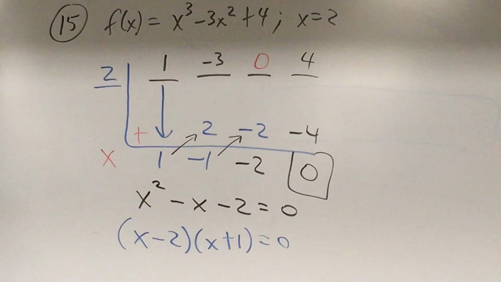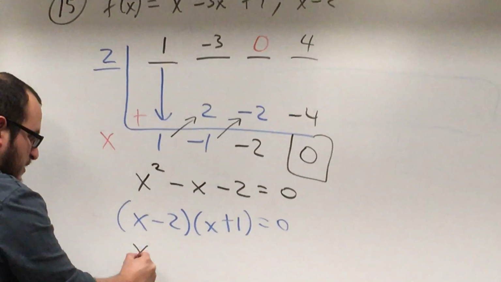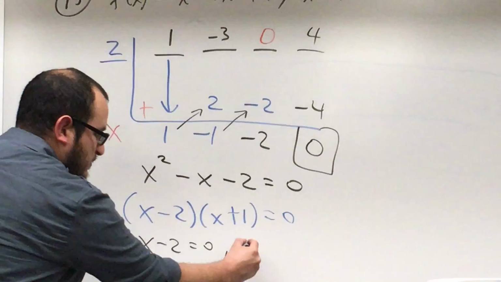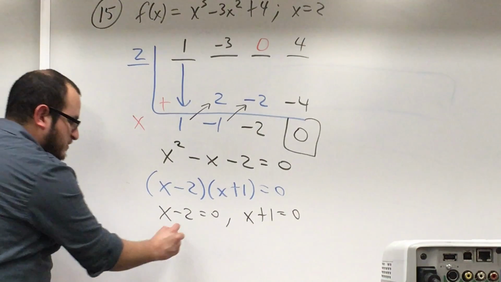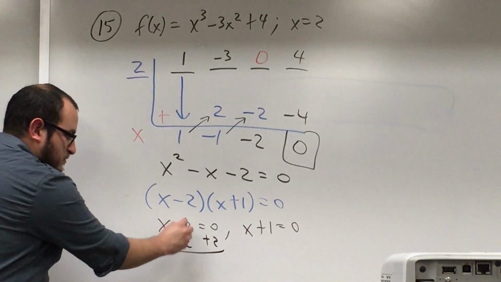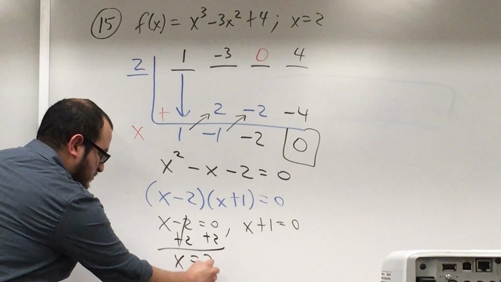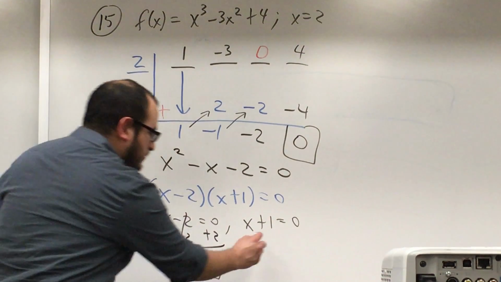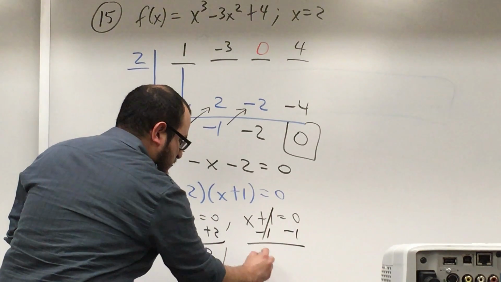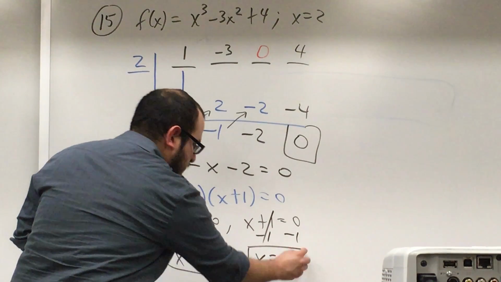Take it one step further, because they want the zeros. x minus 2 is equal to 0, x plus 1 is equal to 0. Add 2 to both sides here. x is equal to 2. Subtract 1 here. x is equal to negative 1. Okay.